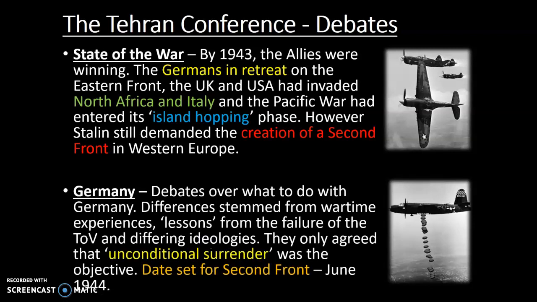We know that the creation of a second front is something that Stalin really wants. He's really looking for there to be some pressure in Western Europe. Really he wants an invasion in France that's going to go toward Berlin, and ultimately will take some of the pressure off of the Red Army. And he finds it very frustrating that the Americans and Great Britain are not able to do that any earlier.